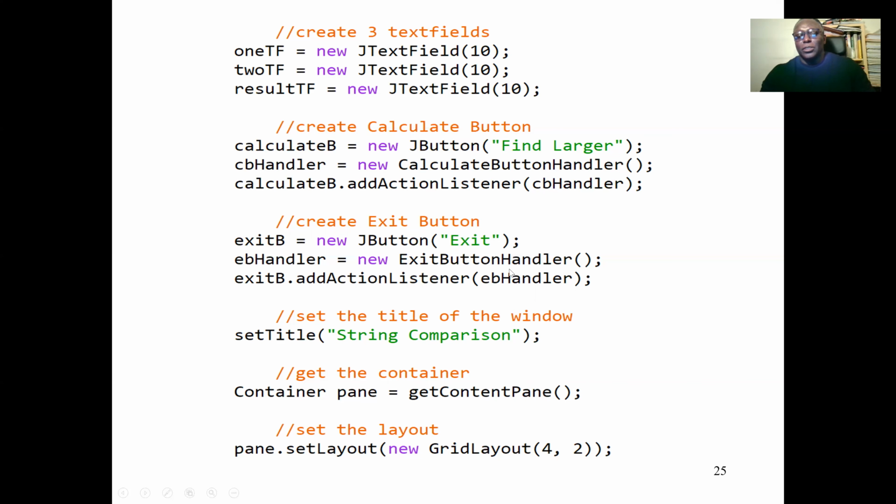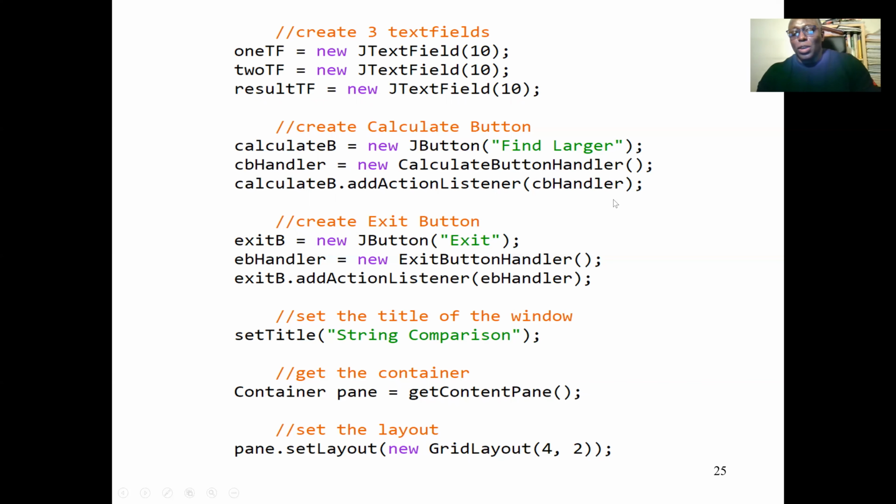And then the same thing we have to do for the exit button. We have our constructor exit as argument. We create new JButton, dynamically create the button for exit for us. Then the same thing here, we have YB handler, new exit button handler. Then we add the exitB to the addActionListener with the argument of YB handler, again for event. So we finish with our components.